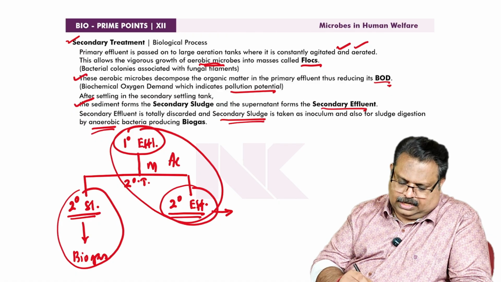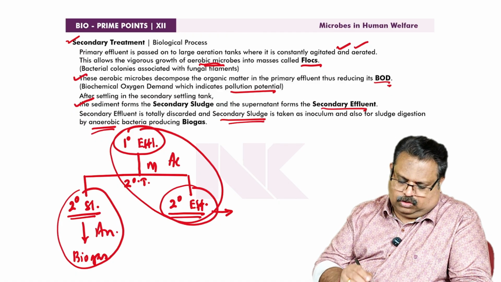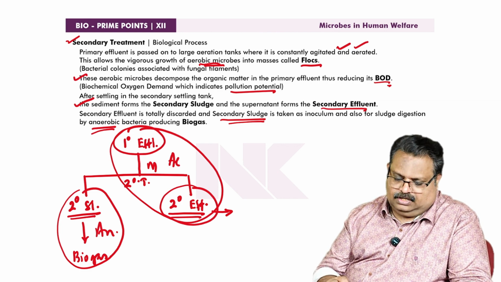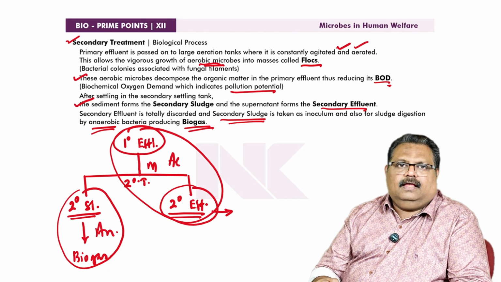For the conversion of secondary sludge into biogas, or the decomposition of secondary sludge, anaerobic microbes are used in an instrument called an anaerobic sludge digester. Okay, and the product is called biogas, which can be used for lighting and cooking.